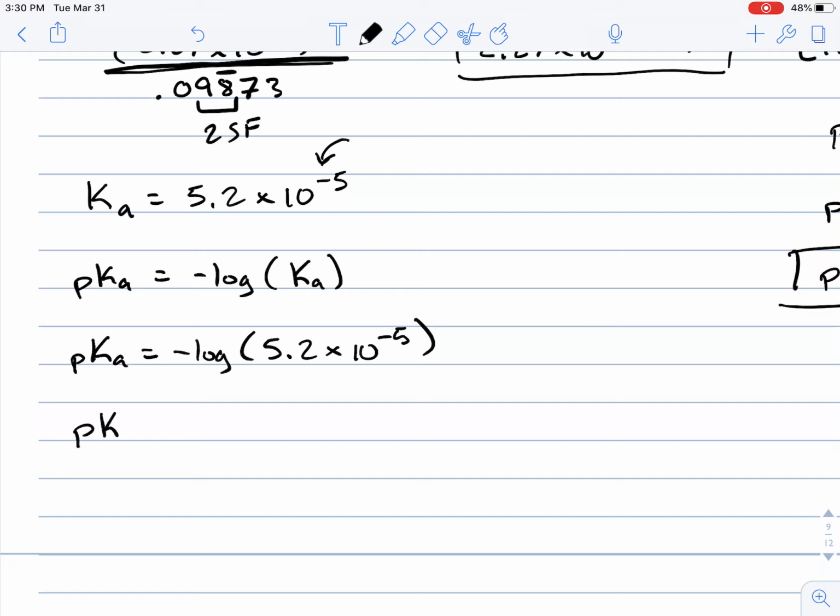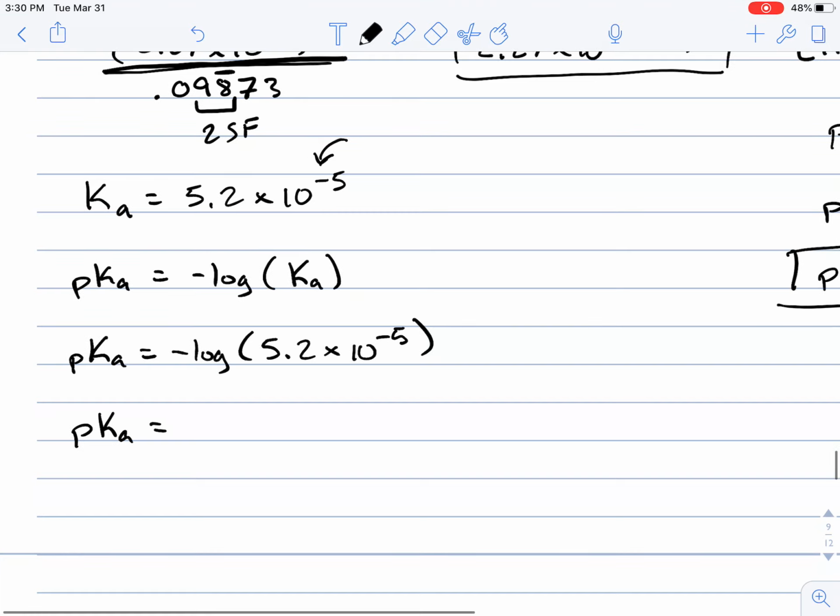And so if you plug in this value in your calculator, I'm just going to do it in mine very quickly. So negative log of 5.2 times 10 to the negative 5. That's going to give me 4.28399.